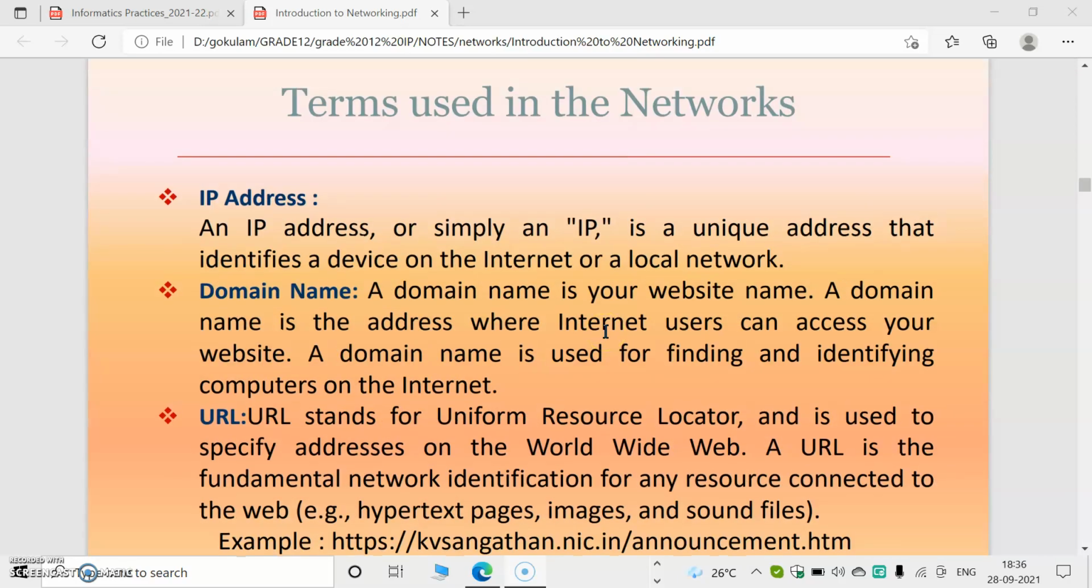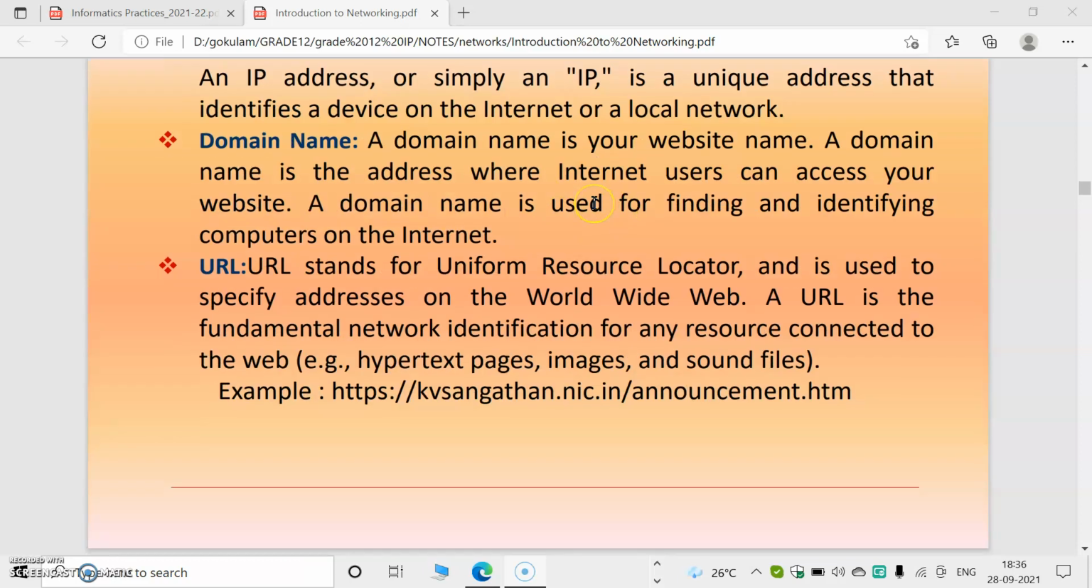Then IP address. IP address means it is a unique address. By using this unique address, we can identify a computer in the network. Domain name is our website name. By using this website name, internet users can access our website. By using this domain name, we can find and identify computers on the network. Then URL means Uniform Resource Locator. By using that, we can specify the address on the World Wide Web. It is an address like HTTP colon or HTTPS colon. We can access pages, images, sound, etc.